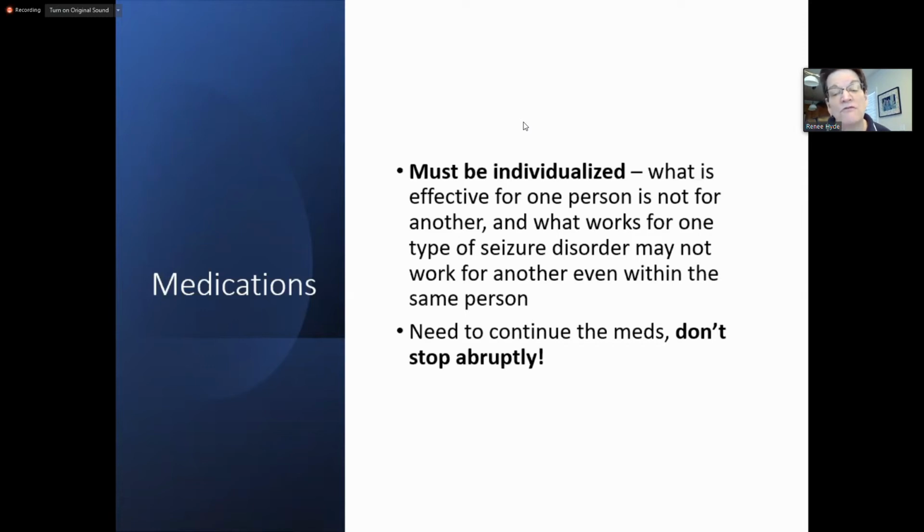And a very, very important teaching point is that they need to continue these medications. We should not stop them abruptly, especially if they've been on them for a while. Remember, that's the most common reason why we see status epilepticus in this population. Now, if they've only been on this med 3 or 4 days, then that's not a big deal. But more than 7 to 10 days, a lot of them have to be tapered for withdrawal, okay?